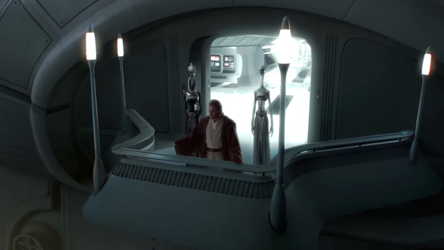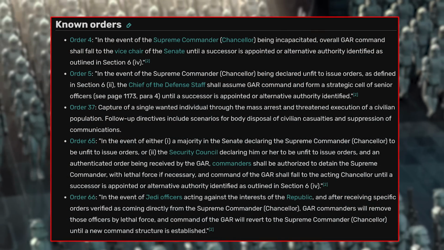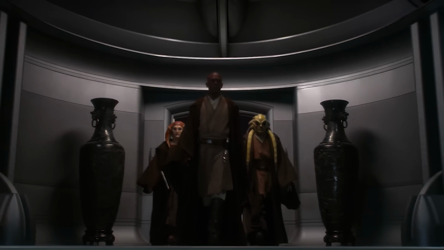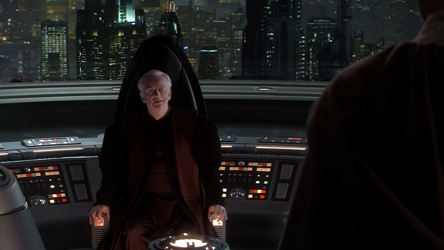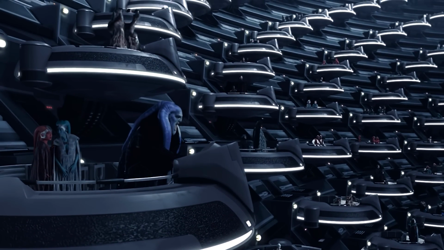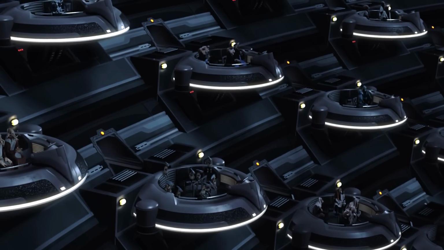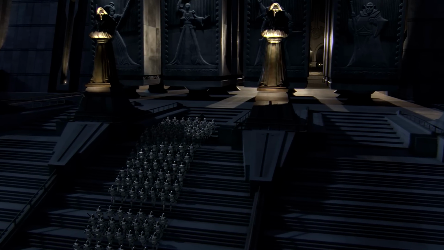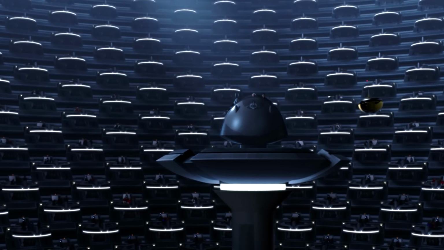Now, Order 65 was part of a set of 150 contingency orders created for the Grand Army of the Republic. These orders were designed to cover every possible emergency scenario during the Clone Wars, from natural disasters to full-scale treason. Order 65, explained in Republic Commando: True Colors by Karen Traviss, is clear. If the Galactic Senate or the Republic Security Council declared the Chancellor unfit to lead, the Grand Army of the Republic was authorized to arrest him, or use lethal force if necessary. Control of the army would then transfer to an acting Chancellor until a new leader could be appointed.